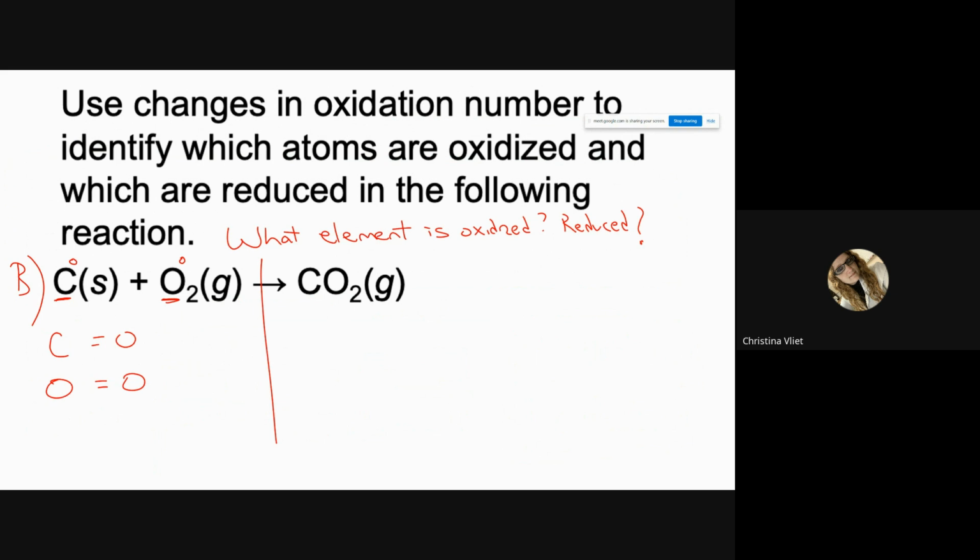Now you have to do the same thing for the product side. For the product side, you now have to figure out what is the oxidation number of carbon and what is the oxidation number of oxygen. Because carbon dioxide is a compound, you would have to do the same thing we did last class. If you'll recall, I had taught you one of two methods. You would need to know that, first of all, this is a covalent compound. How do we know this is covalent?